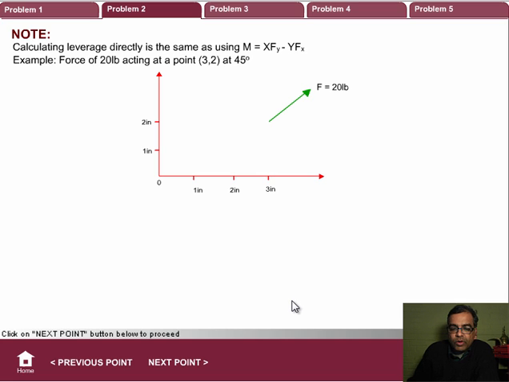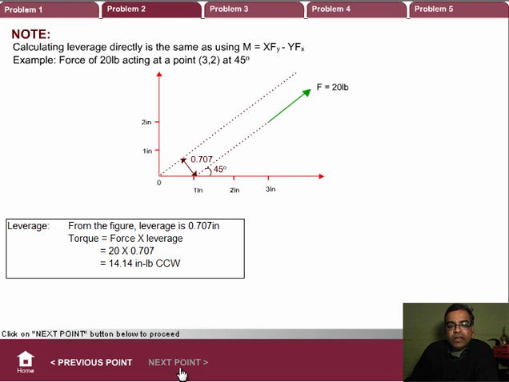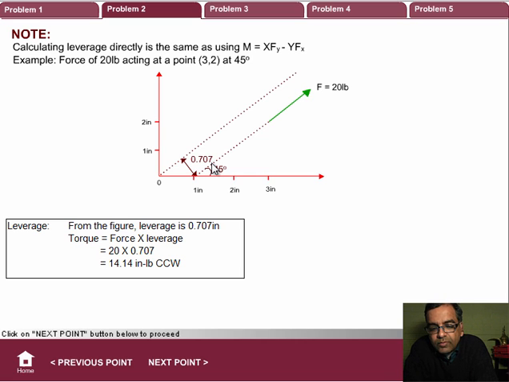So there are 2 different ways of doing it. One way to do that is by drawing these parallel lines. Can you see that? And measuring that gap distance. It will turn out to be 0.707. So you can compute force times the gap distance. If I want to find the moment at this point, force times the gap distance will give you 14.14. And if I look at this point O, it's getting turned counterclockwise by the force F, and so it is CCW.